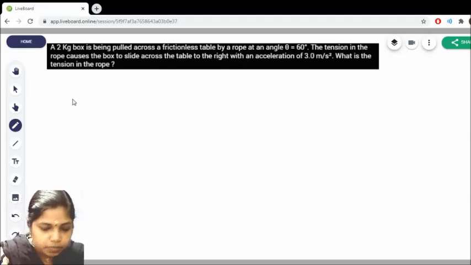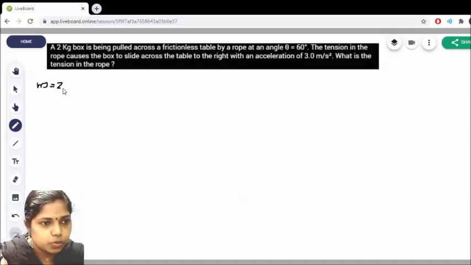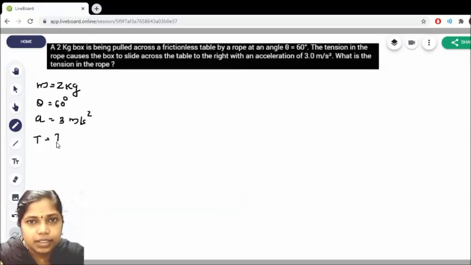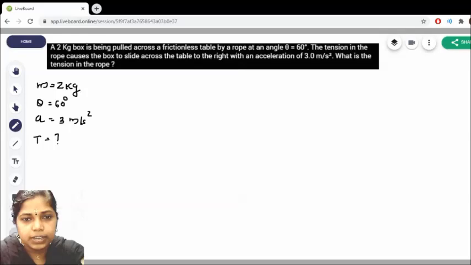So the parameters involved in the question are the given mass of the object as 2 kg, and theta given as 60 degrees. Then the given acceleration of the object is 3 meter per second square. We need to find out what is the tension. Right. So let's draw a rough diagram of the given situation.